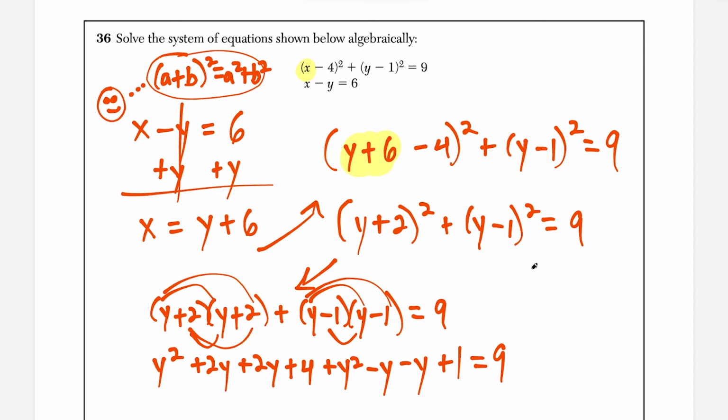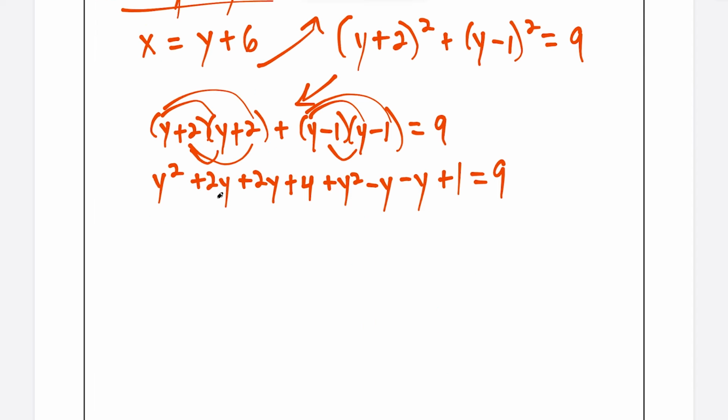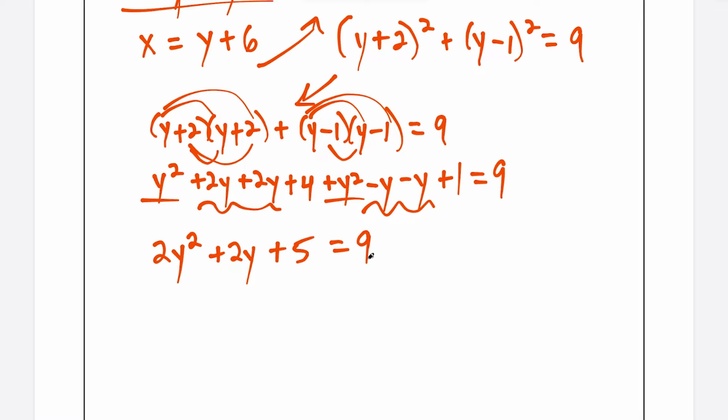So now we just have to simplify very carefully. So let's see what we get. We have 2y plus 2y is 4y, and then minus y minus y is minus 2y, and 4y minus 2y is going to give us 2y. We also can combine the y squared terms. We have a y squared here and a y squared here, so that's 2y squared. And then for the constants, we have 4 plus 1 is 5. So we have plus 5, and this is equal to 9.